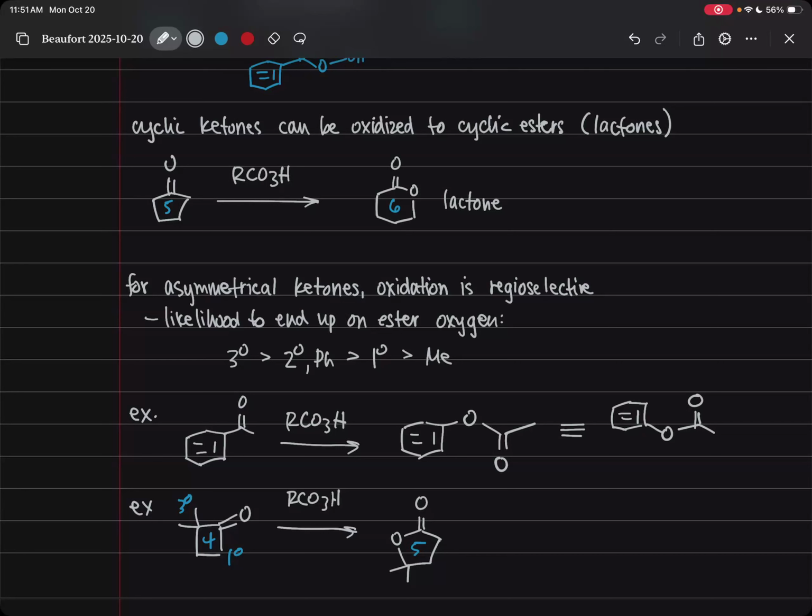Questions on Baeyer-Villiger oxidation? Lots of predicting products, not a lot of mechanism stuff.